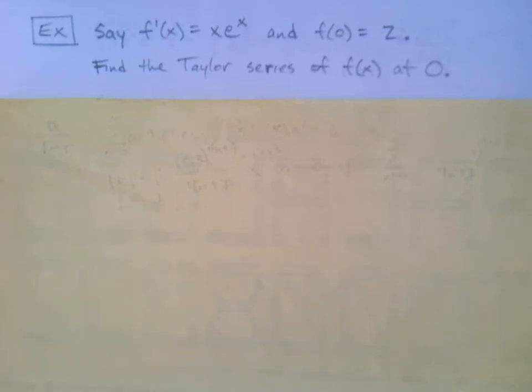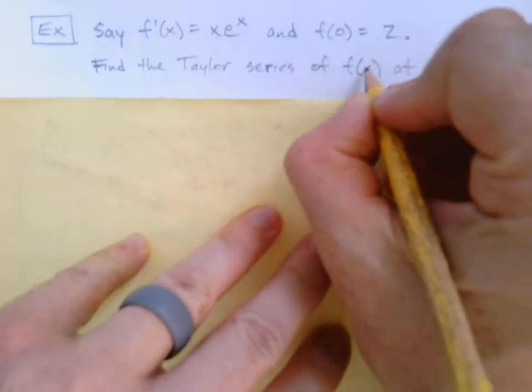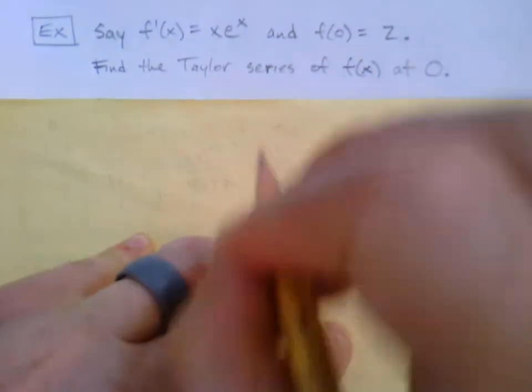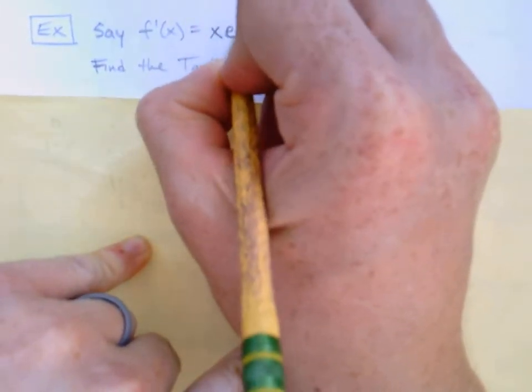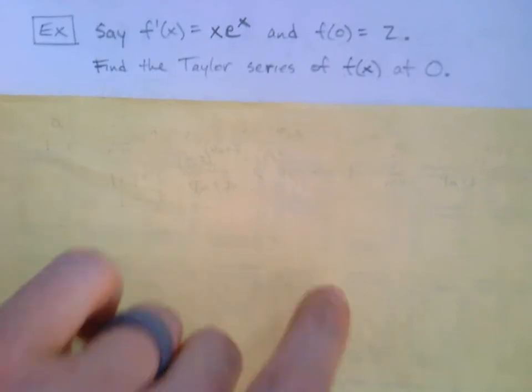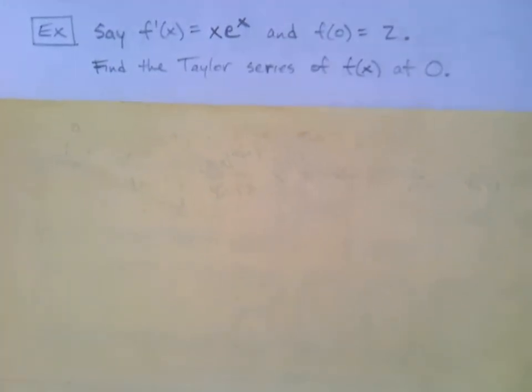Let's say f prime of x is told to us, we know that f prime of x equals x e to the x. And they tell us that f of 0 equals 2. Can we find the Taylor series of f of x at 0? x e to the x. Find the Taylor series. All right, all right.